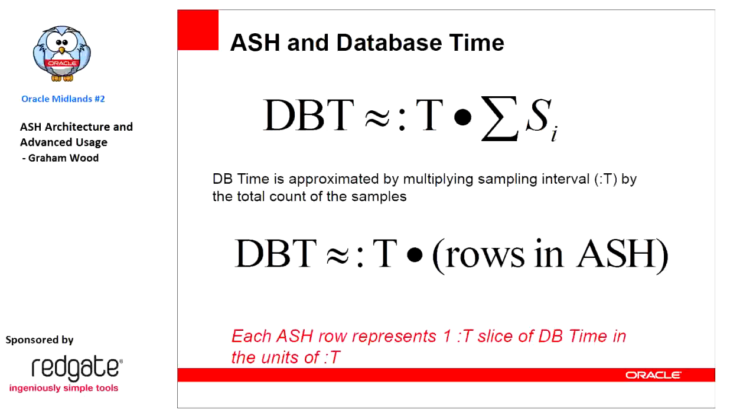Basically, database time is the sampling interval times the sum of the samples that we have for each interval. The simpler way to present it is that, because we sample once a second, each row in ASH represents 1 second of database time. So you count up the number of rows in active session history, and that's the database time.